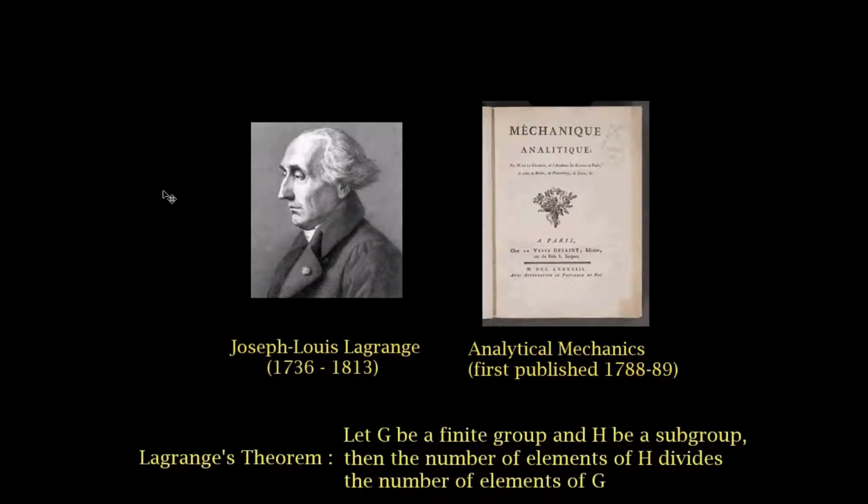So here we see the statement of Lagrange's theorem. It says, let G be a finite group and H be a subgroup of G, then the number of elements of H divides the number of elements of G. The number of elements for a group is also called its order, so we could say that the order of H divides the order of G, and that is often denoted with vertical bars around the group. So if you see G with vertical bars around it, that means the order.